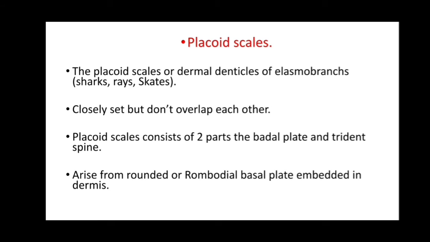The examples are sharks, rays and skates. Sharks are chondrichthyes, that is, cartilaginous fishes. The placoid scales are closely set but don't overlap with each other. Placoid scales consist of two parts, the basal plate and the trident spine. And the placoid scale arises from the rhomboidal plate embedded in the dermis.